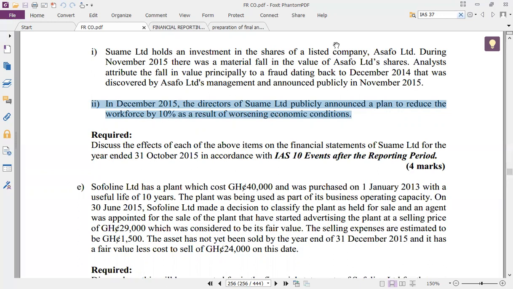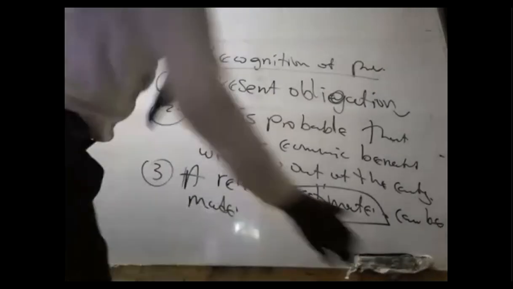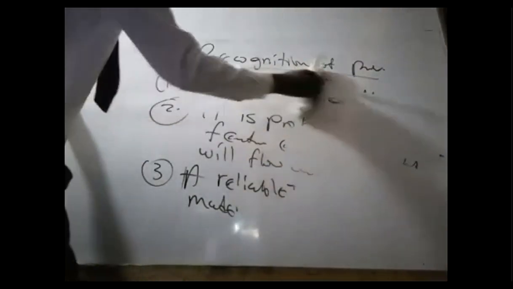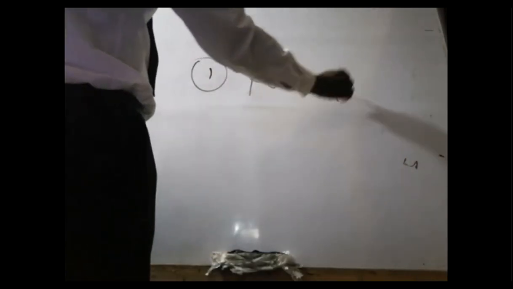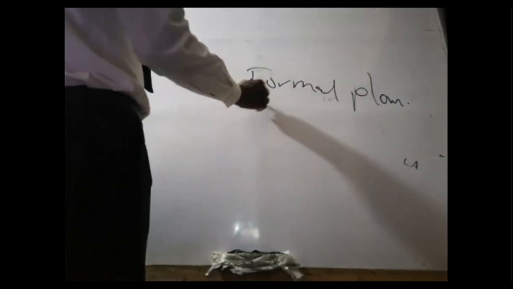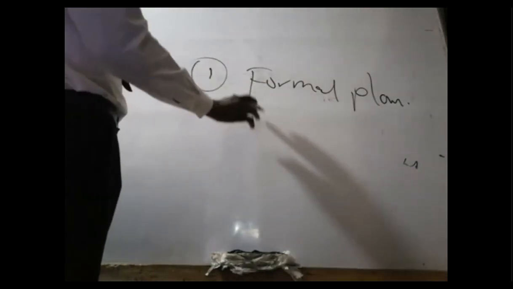We call it restructure or restructuring. Now, restructuring comes with its own provision. Tell the examiner that they need to make a provision if and only if the following conditions are there. Anytime you're doing restructuring, before you make a provision for restructuring, make sure that these two conditions are there. Number one, there must be a formal plan. So tell the examiner, formal or official plan. The official plan will state one.